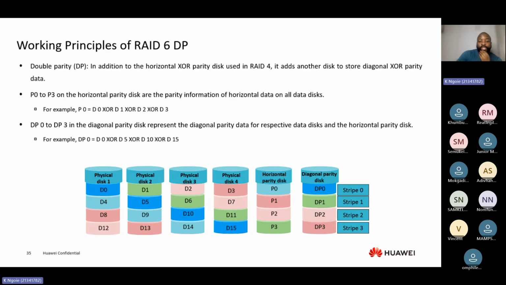Okay, so the diagonal parity will be calculated along the diagonal across data blocks. For example, we have DP0 here, which will be D0, D5, D10, and D15. So this will be the diagonal parity. So you understand, to get the DP0 here, I'm trying to see where's the pen.